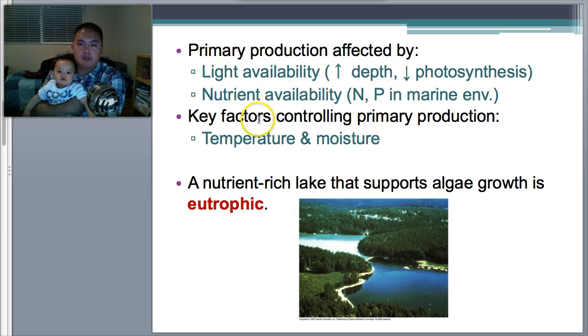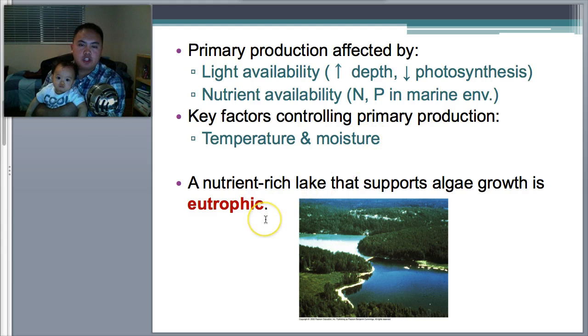The key factors controlling primary production, if you really narrow it down, like what factors really determine if an ecosystem is a good primary producer or not, it really comes down to temperature and moisture. So if you have good temperature, good moisture, you're going to have good primary production. Think rainforest, think coral reefs. If you have an extreme temperature or lack of or extreme moisture, you also have poor primary production.